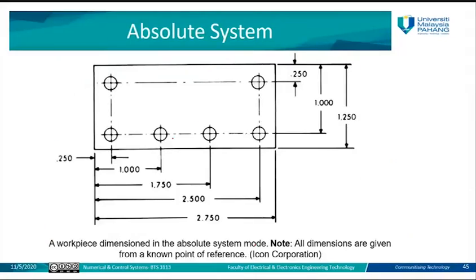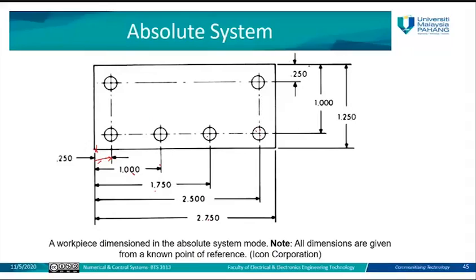So this is how we define the coordinates by using the absolute system. This is the reference point. So from this point to here is 0.25. From this point to here it is 1. From this point to here it is 1.75, 2.5, 2.75, and so on. So all the positions or all the coordinates are referred to the reference point, which is 0, 0. All your measurements are to the 0, 0 point.